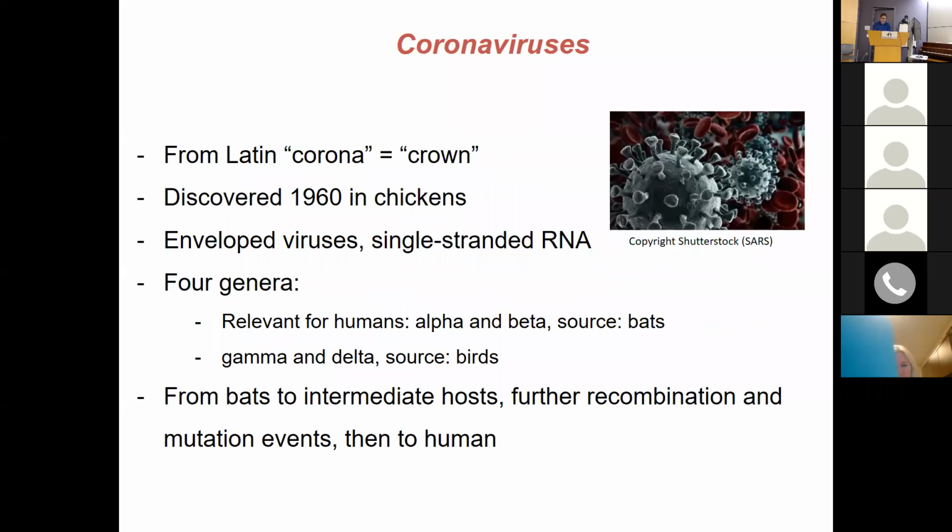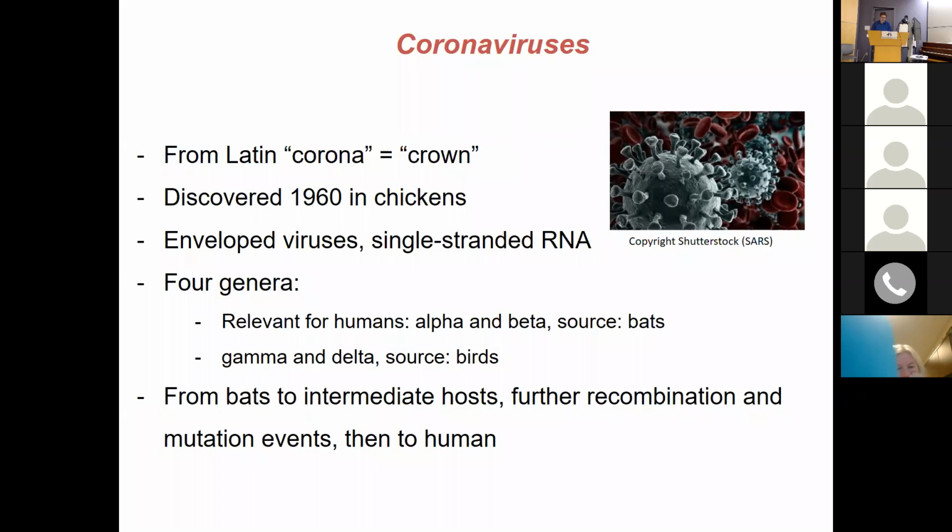So coronavirus, the name comes from how they look like with those crowns that you see on the surface. The Latin word for crown is corona. It was first described in 1960 in chickens. It's an envelope virus, single-stranded RNA. There are 4 genera. Relevant to humans are alpha and beta, with the source being bats. There's also gamma and delta coronavirus, which at least to date haven't resulted in infections.